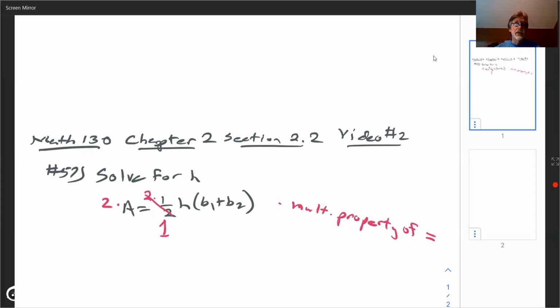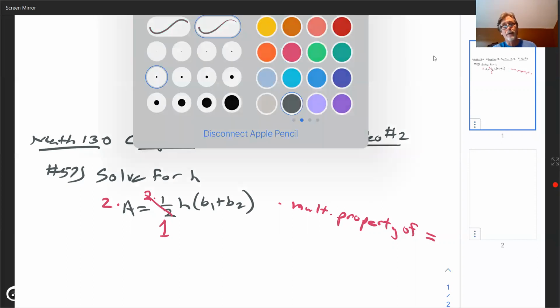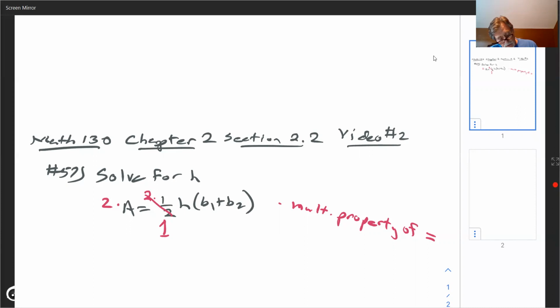On the right-hand side, it says half of this is equal to this guy. So whole of this is equal to 2 of these guys. You know what I'm saying? So there's a logic to that. And that's what the multiplication property does. Rewrite, and you have 2a is equal to h times b1 plus b2.